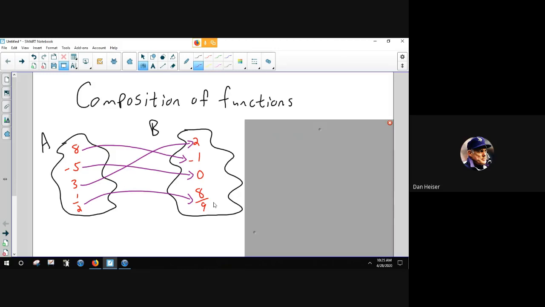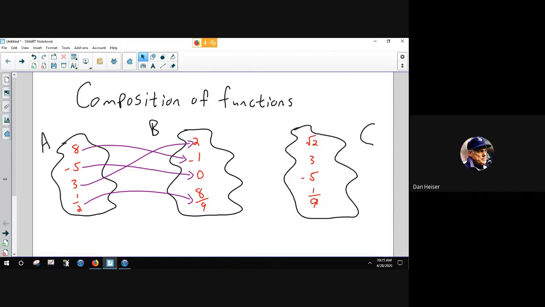And hopefully by now that's familiar to us. We're comfortable with this notation. Now we're going to compose this with yet another function. So here's a set C. What essentially we have now is an element from A going to B, and then this element going to C. So let's continue the path.